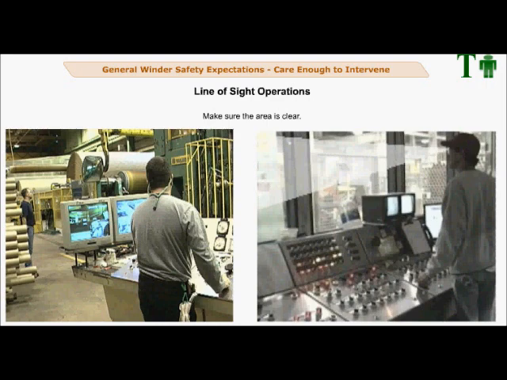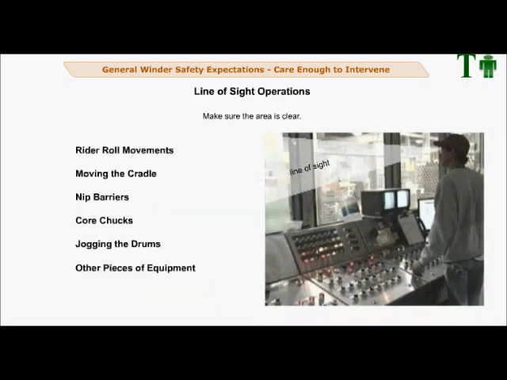Ensuring we are using line-of-sight operations can have a positive impact on safety at the winder. Most serious injuries could have been prevented by knowing the positions of people and how the winder operates. Examples of where line of sight is required are rider roll movements, moving the cradle, nip barriers, core chucks, jogging the drums, and other pieces of equipment.